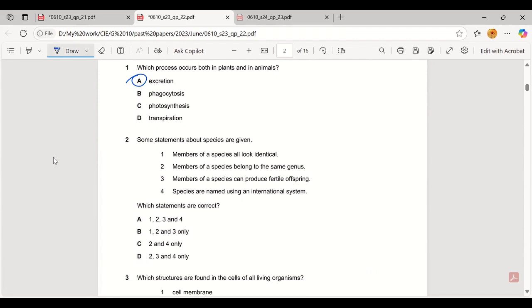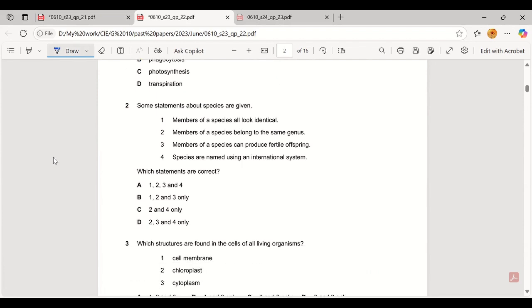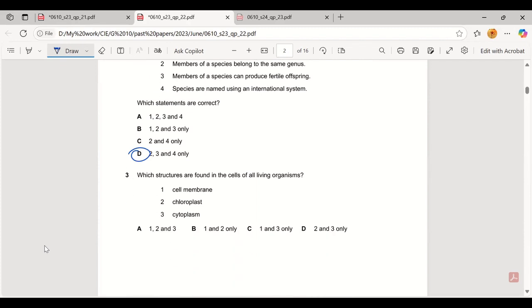Some statements about species are given. Which statements are correct, Mariam? D. Yes. Which structures are found in the cells of all living organisms, Yumna? C. Yes.